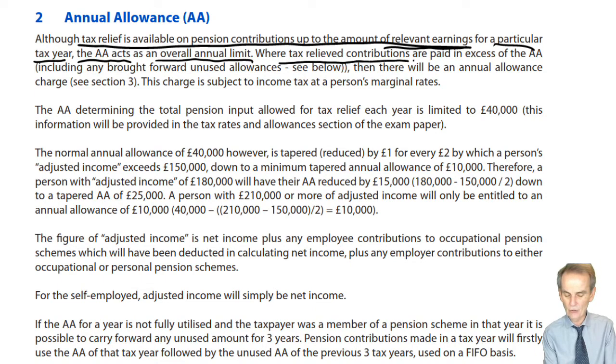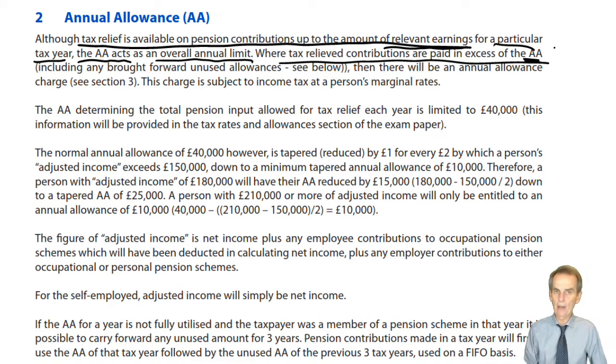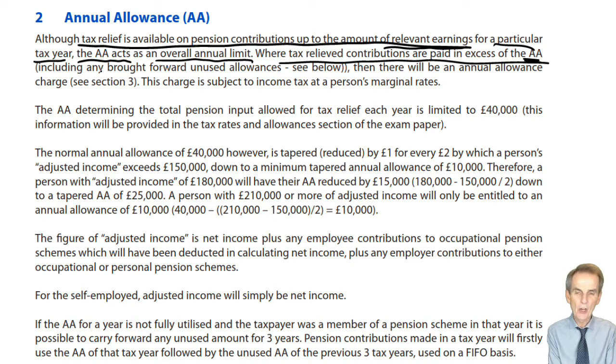Where tax relief contributions are paid in excess of the annual allowance, an individual can make any contributions they like into a pension fund, but we then limit the level of those contributions that will achieve tax relief. And as we'll look at in a moment's time, that is not just using the annual allowance of the current tax year, but also including any brought forward unused allowances.